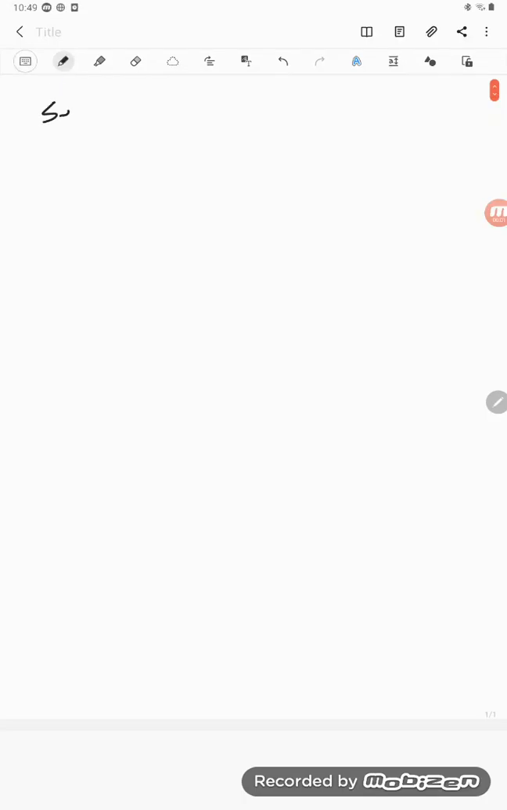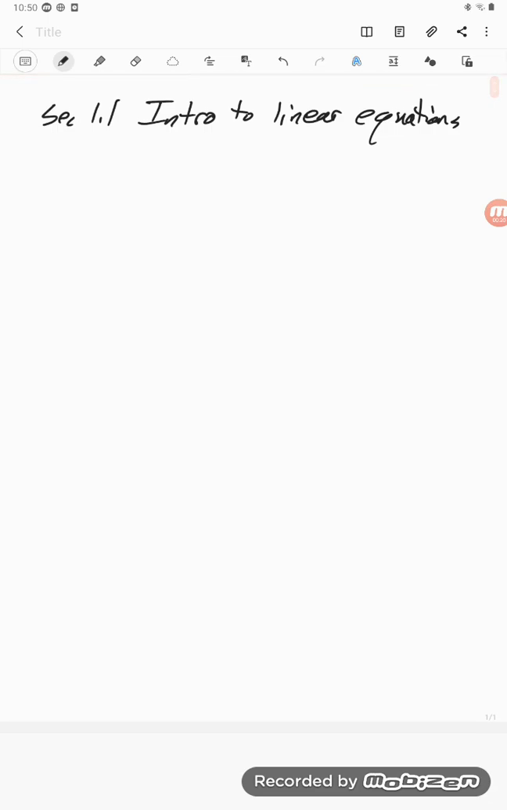All right, this is section 1.1. It's just an intro to linear equations. And this is sort of what everything's based on. Now, you have to be careful because linear algebra goes way beyond just this construct of linear equations, but this is really a great departure point.